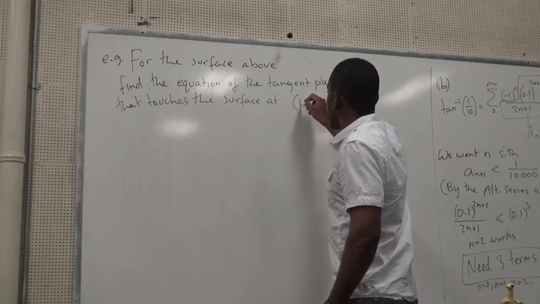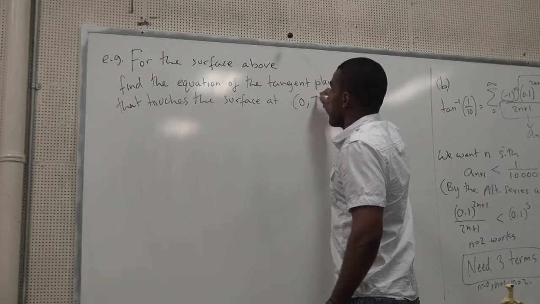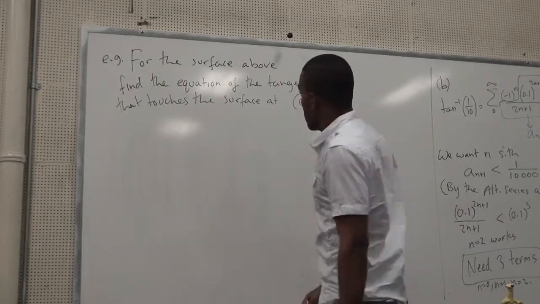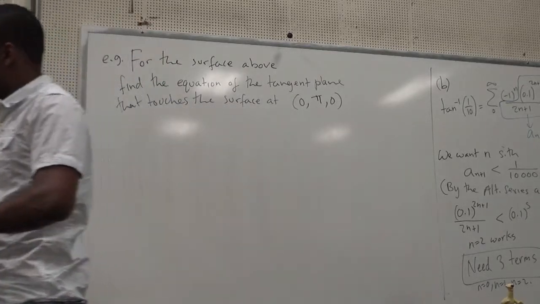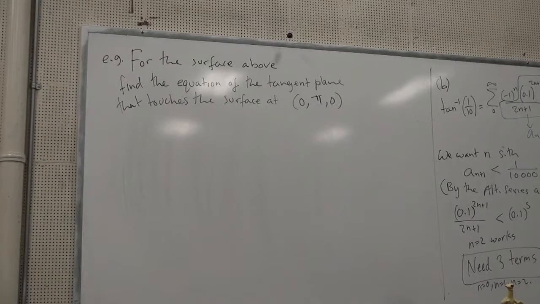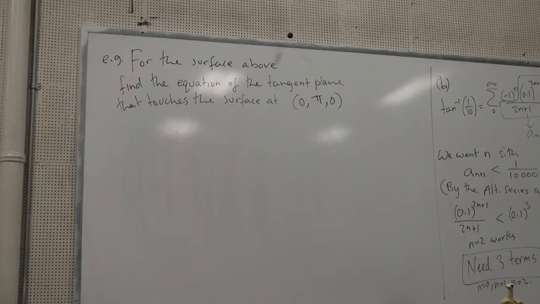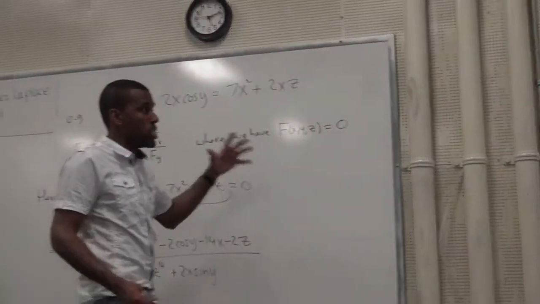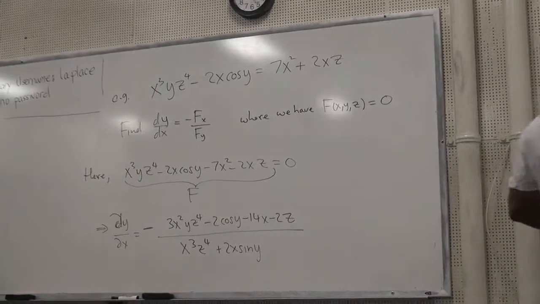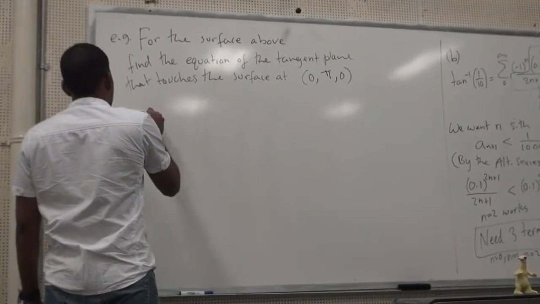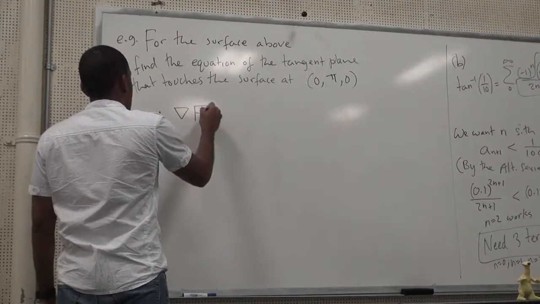Let's say (0, pi, 0) or something. How would you do that? Right. So you start out the same way, get everything to one side, and you're going to find the gradient vector, because that gives you a generalized formula for the normal. So start here, find the gradient of it.